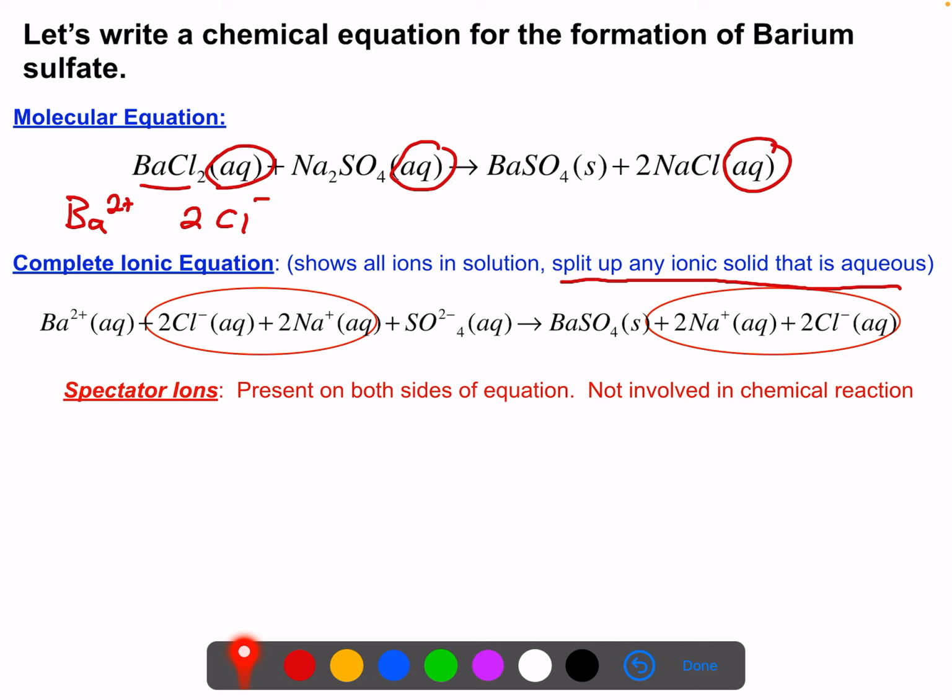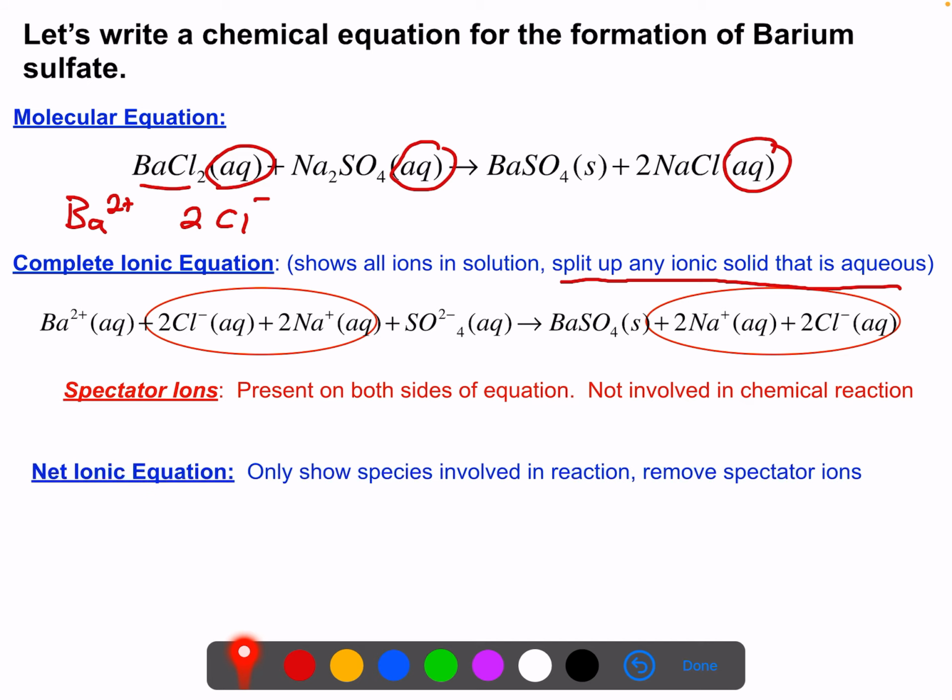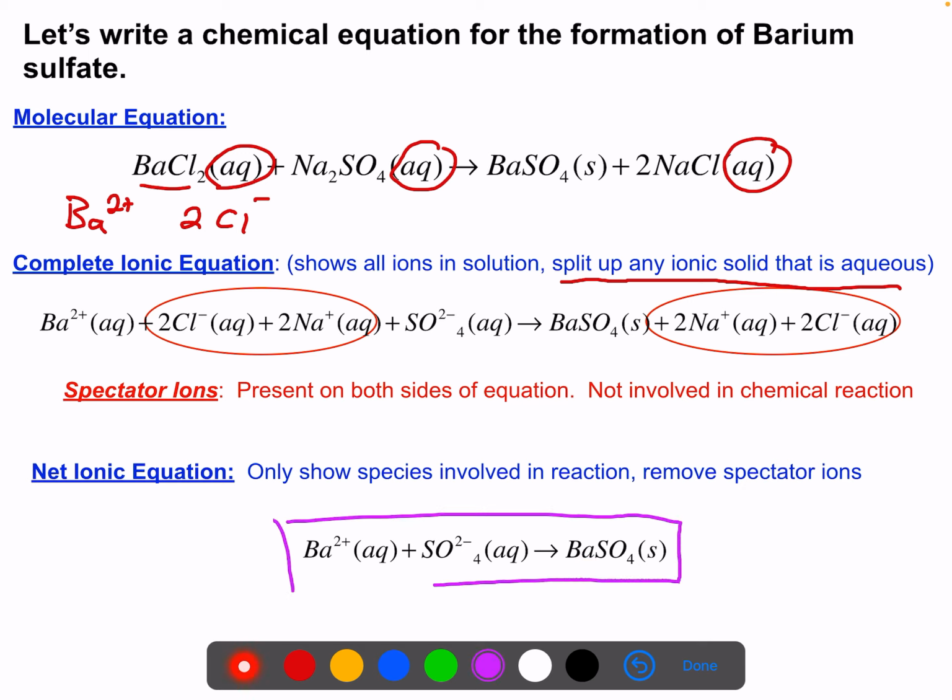And so what we can do is write our last form of the equation, which is known as the net ionic equation. And the net ionic equation is only going to show the species involved in the reaction. And so the way you write the net ionic equation is you start with the complete ionic, and then you remove any spectators. So it's going to be the same reaction. We're just going to cross out all of our spectator ions. And so our final reaction equation is barium 2 plus plus sulfate 2 minus goes to barium sulfate solid. So this is our overall net ionic reaction equation for this chemical reaction.